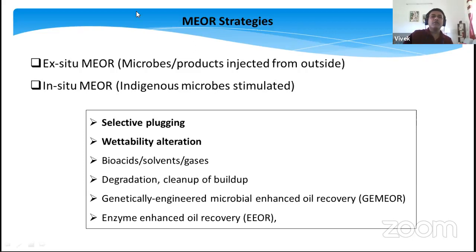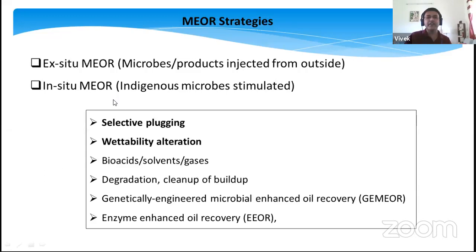Both these cases require the well to be shut off for some period of time, because, as you know, biological processes are inherently very slow. So you allow the process to take place by shutting down the well after injection of microorganisms, either by ex situ or by activating the in situ microorganisms, and give some time for these microbes to start their action. These are the mechanisms by which microbes facilitate or improve the oil recovery, which I'm going to discuss in the next two slides.